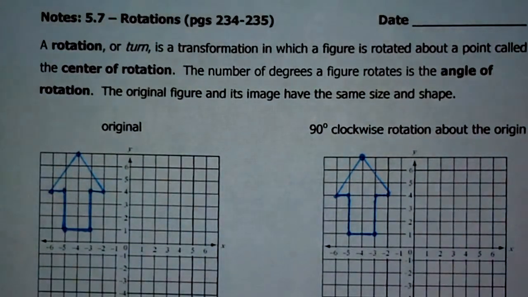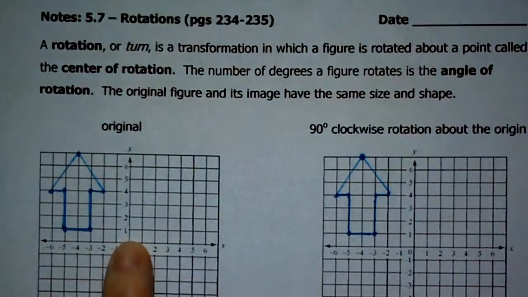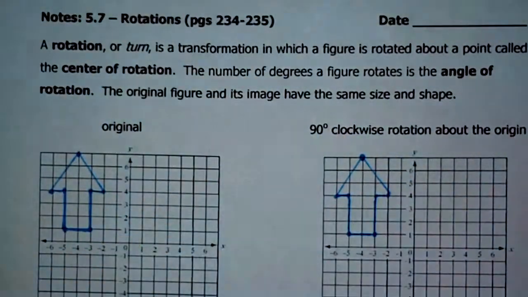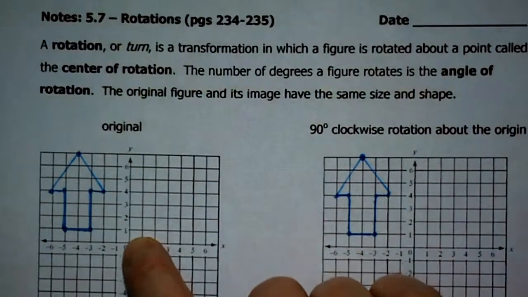So basically we pick a point to be the center, and we move this figure about it, or around it is the word I would use. Your book used the word about, and I thought it sounded fancy, so I included it. The number of degrees a figure rotates is called the angle of rotation. So we have the center of rotation, that's the point it's being turned around, and the angle tells me the number of degrees.